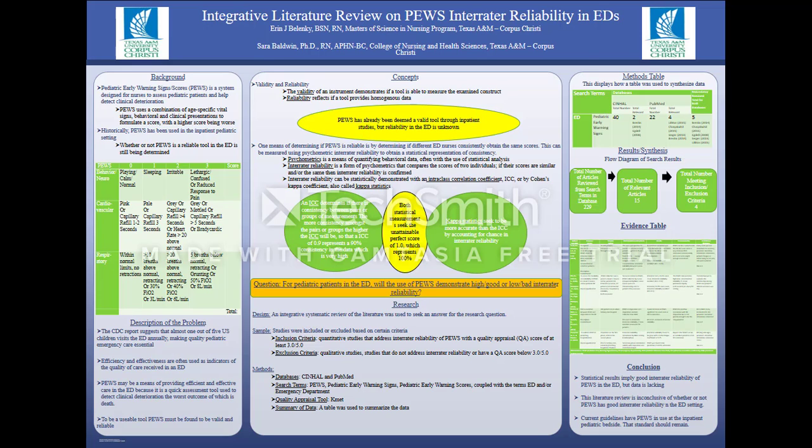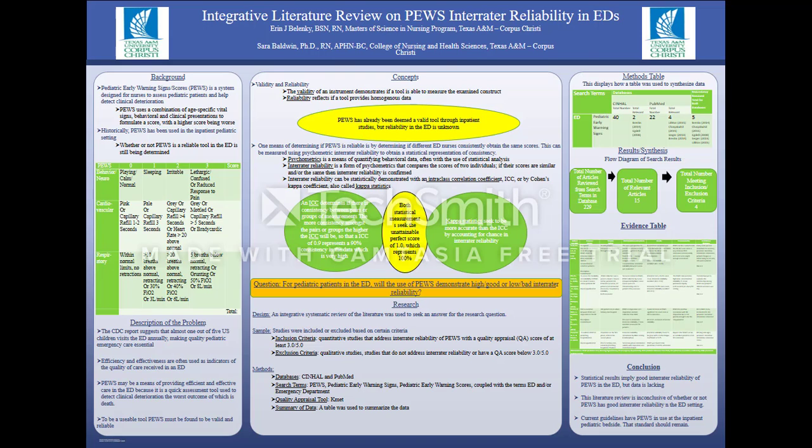I started with 229 articles, and then when I whittled it down to articles that are relevant to inter-rater reliability, I was down to 15. And then from that, I went from 15 down to 4. And 15 to 4 was inter-rater reliability and also looking at PEWS and ED. There are many factors to determine its relevance here. Beneath that, there's my evidence table. There was no getting that legible.